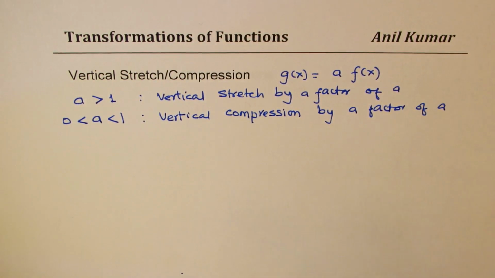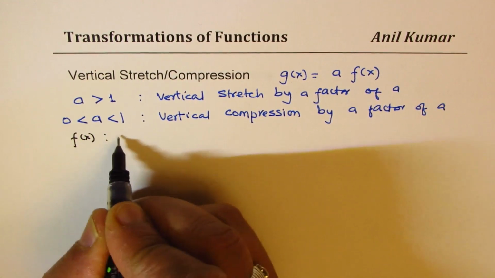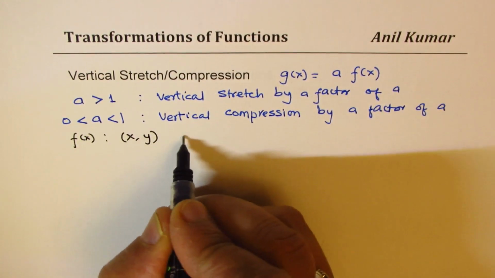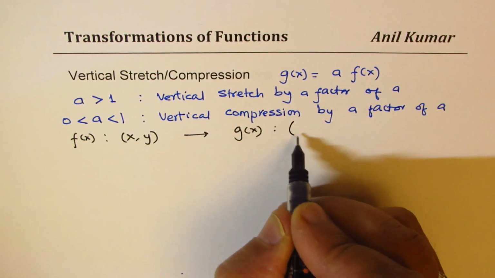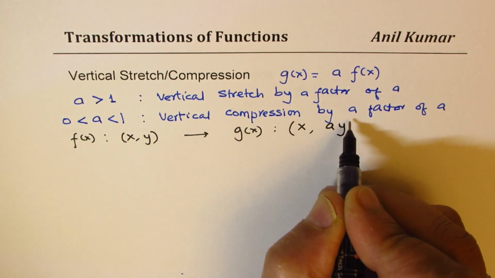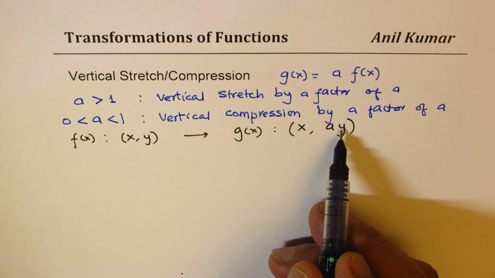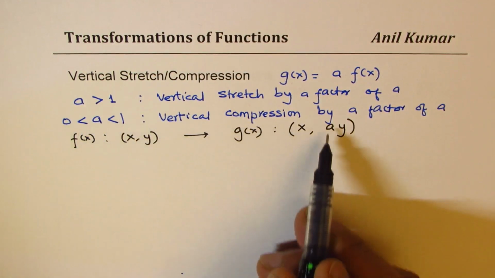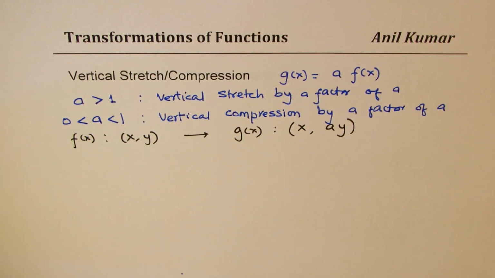As far as the transformation of points is concerned, if on a function f of x we have a point x, y, then on the transformed function g of x, this point is going to be x, a times y. The x value remains the same, however, the y value gets multiplied by a. So if a is greater than 1, it increases. If a is between 0 and 1, it decreases. So that is the compression part. I hope that transformation is clear. Now let me show you with the help of our examples.